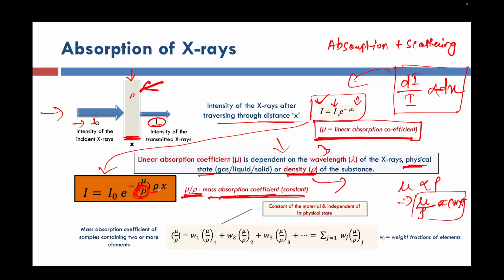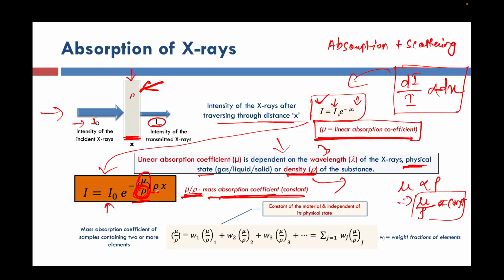incident beam, and then exponential to the power minus mass absorption coefficient, which is a constant for each and every material. Now you will say, how will I get to know? When we do some experiments, this mass absorption coefficient for different materials is given. If you see the appendix of B.D. Cullity's X-ray diffraction book, then you can see the mass absorption coefficient for different materials, right? So this has been experimentally calculated.